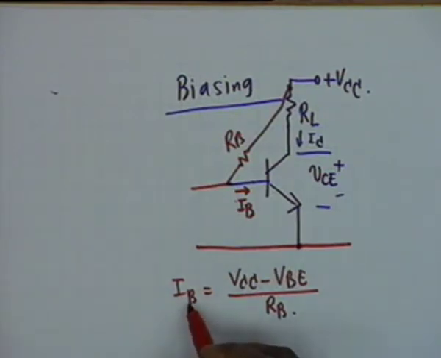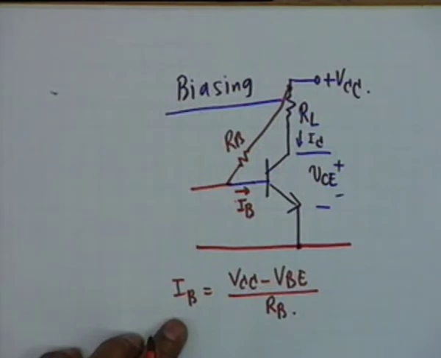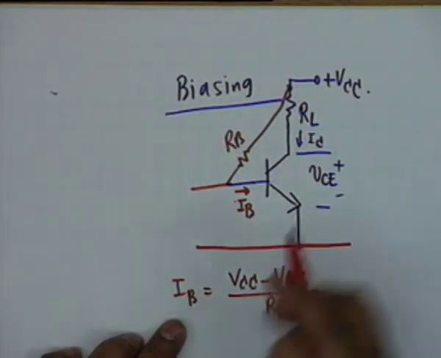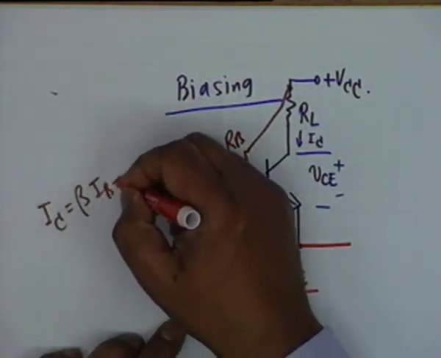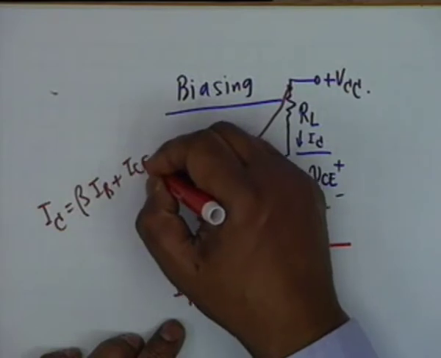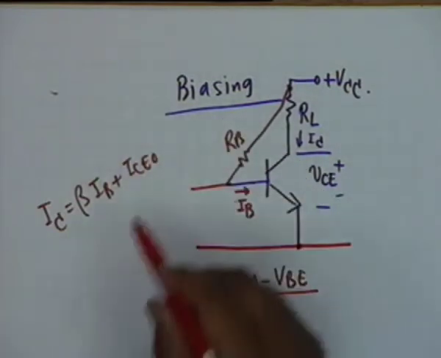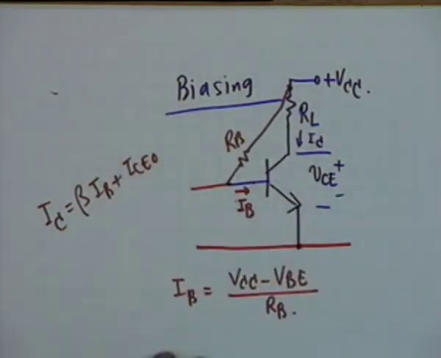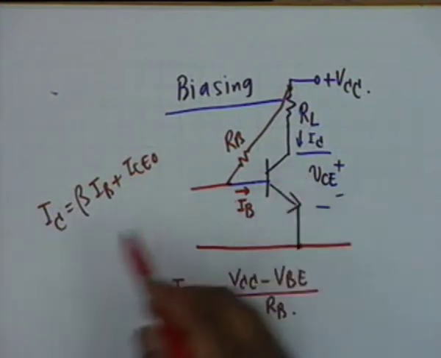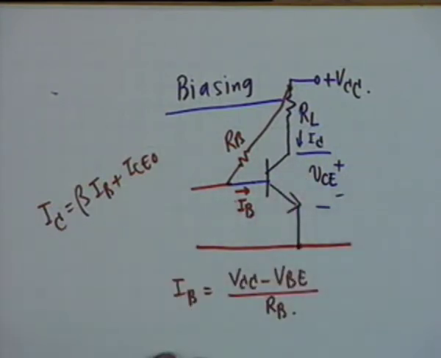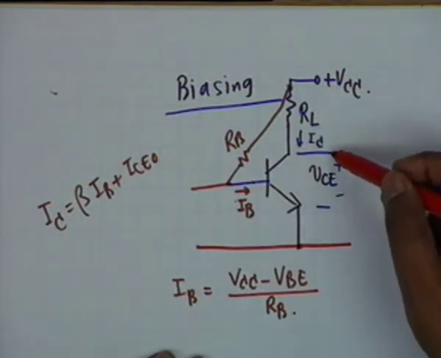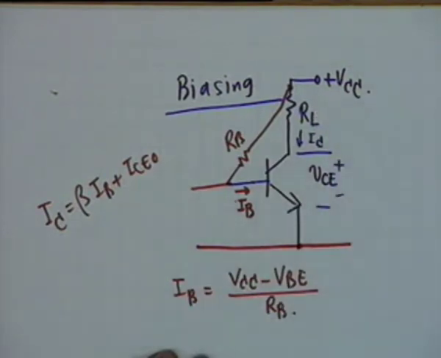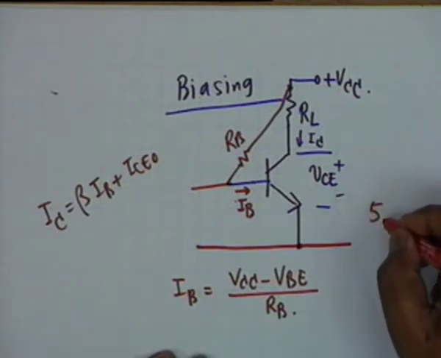This will be IB, and beta times IB plus ICEO shall be I sub C. I sub C will be beta times IB plus ICEO, which normally is negligible, and therefore if you know the beta of the transistor, you know what is I sub C. Alright, and if you know I sub C, then you can determine RL to find out a specific value of VCE.